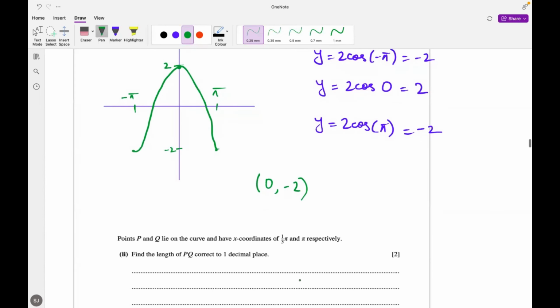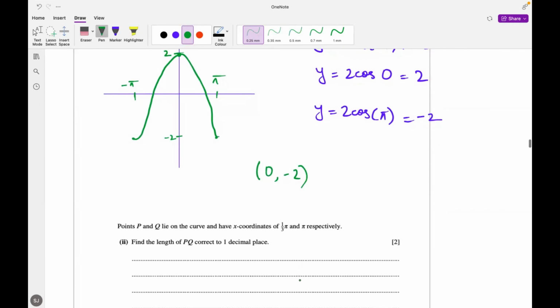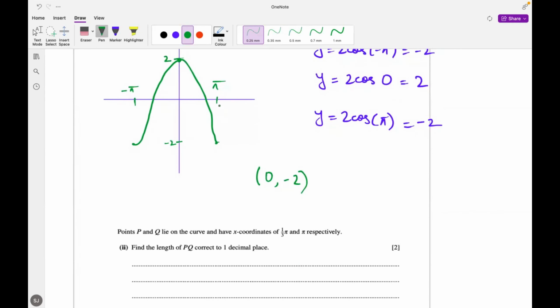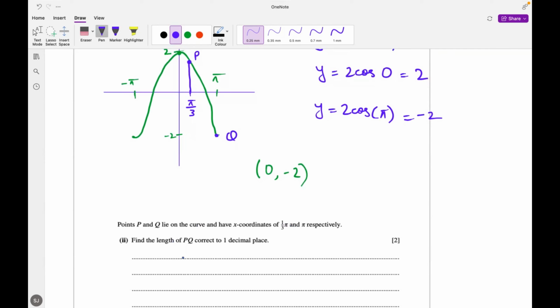Now in the next part, it says that the points P and Q lie on the curve and have x coordinates pi upon 3 and pi. So let's say this is pi upon 3, this is point P, and the other x coordinate of Q is x equals pi. So this will be the point Q. We have to find the length of PQ correct to 1 decimal place. Now, to find the length of PQ, we need the y coordinates of both of these points.